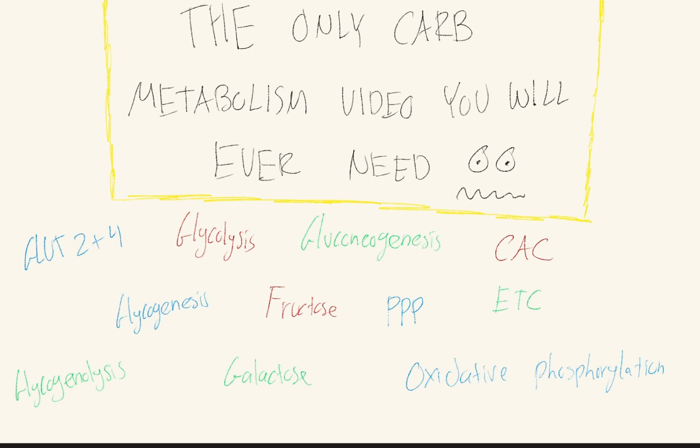I'm going to hopefully provide a video for you that is the only carbohydrate metabolism video you will ever need. In this video, we're going to talk about GLUT4, GLUT2, glycolysis, gluconeogenesis, glycogenolysis, fructose, galactose, the citric acid cycle, electron transport chain, pentose phosphate pathway, and oxidative phosphorylation. That should cover everything you should possibly need for carbohydrate metabolism on the MCAT.